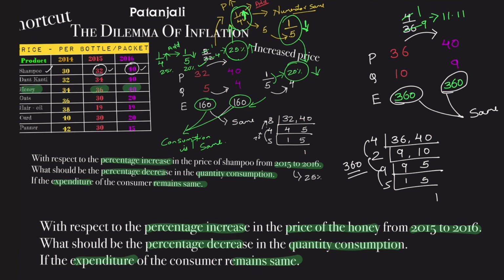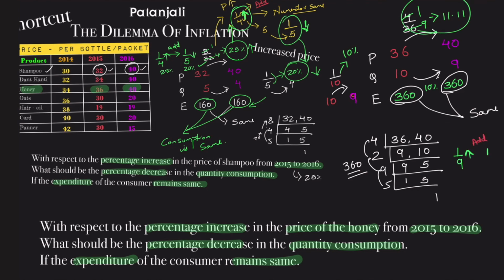So what is the percentage reduction in the quantity consumed? So now I am consuming what? 9. Earlier I was consuming 10. Reduced by what? 1. 1 over 10. 1 is what percent of 10? 10%. And that's how I get the answer. My answer to this question is 10%.